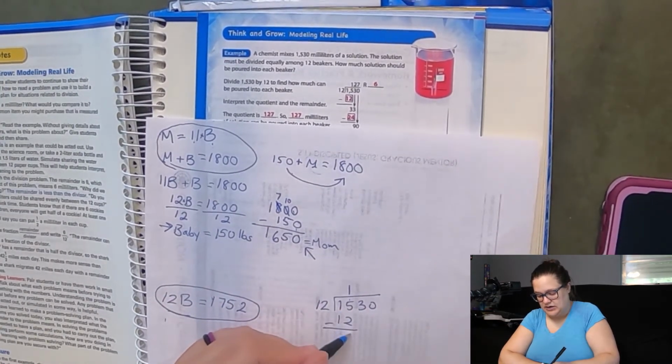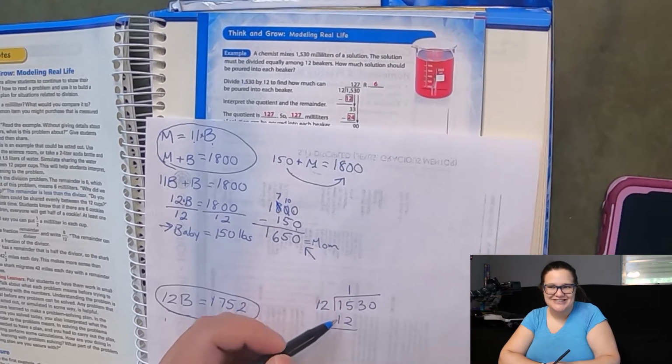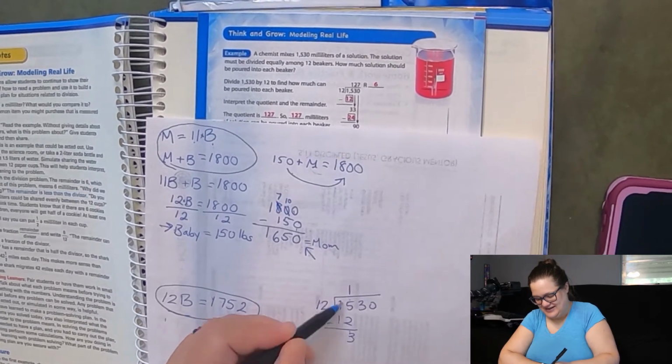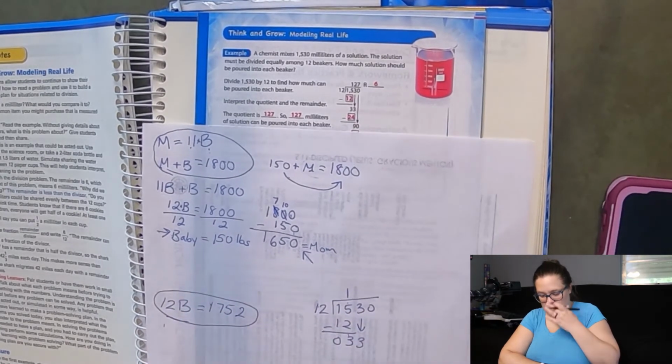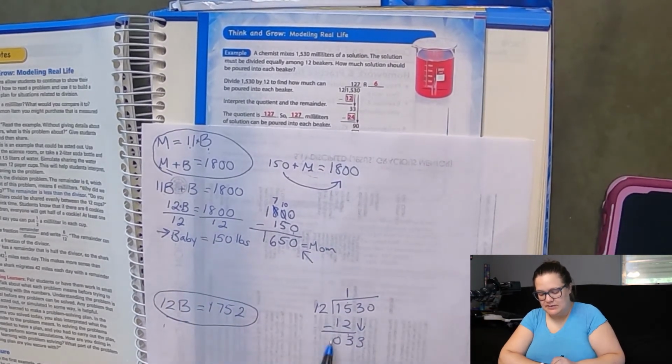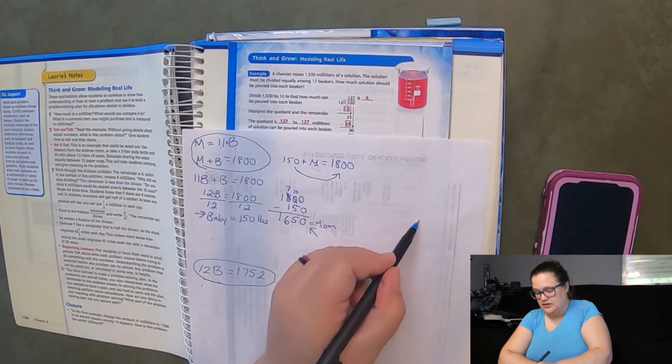5 minus 2 is 3. 1 minus 1 is 0. Bring down our 3. Okay. So how many times can 12 go into 33?